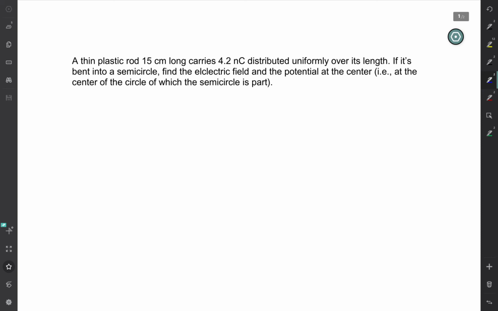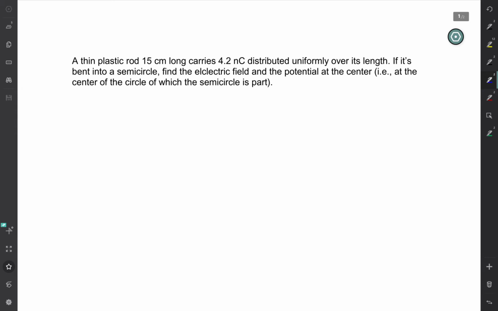Hi everyone, today I'm going to solve a question on finding electric field and electric potential created by a thin plastic rod that is bent into the shape of a semicircle. So let's read the question.